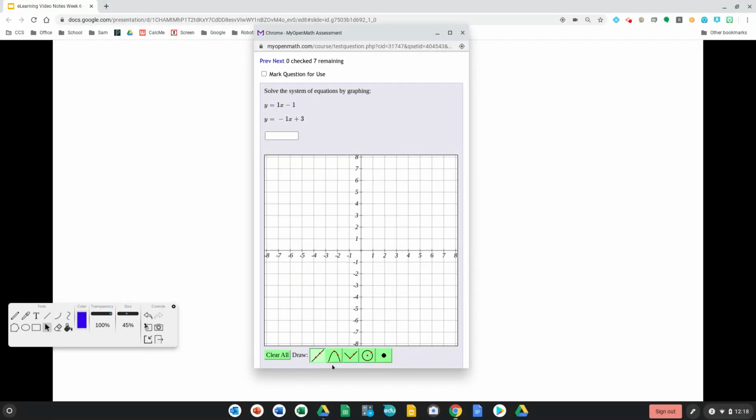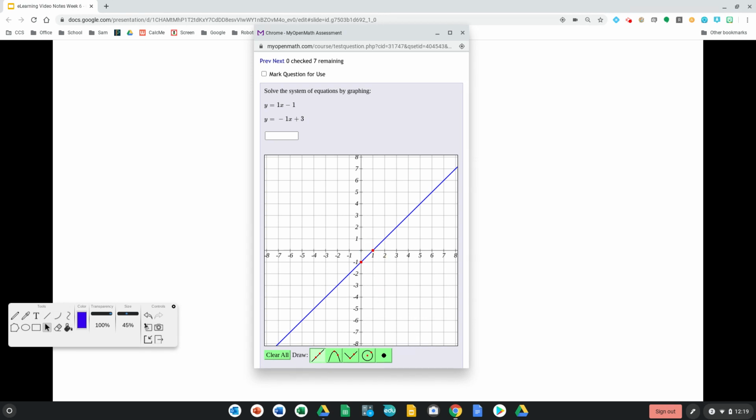And then you also want to make sure, if you've got choices down here, that you click on the one that's going to graph the straight line. So if we were going to graph y equals 1x minus 1, where would you start on the graph? Okay, you would start at the y-intercept of -1, and then what would you use for your slope? Well, you would go up 1 and to the right 1, and so that would be the line y equals 1x minus 1.